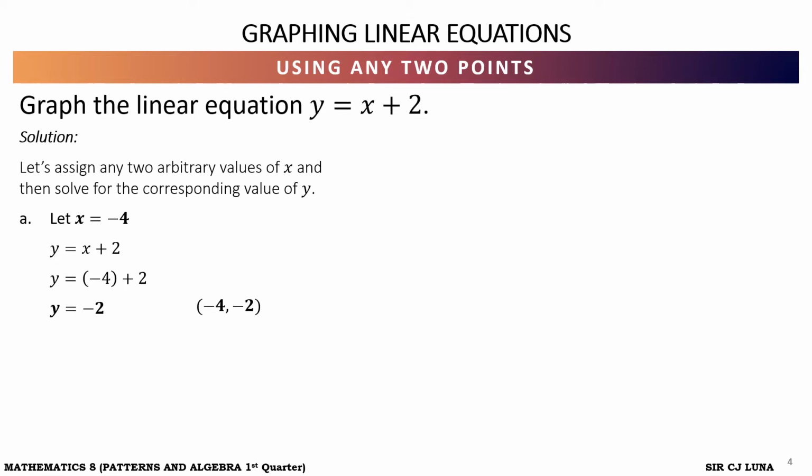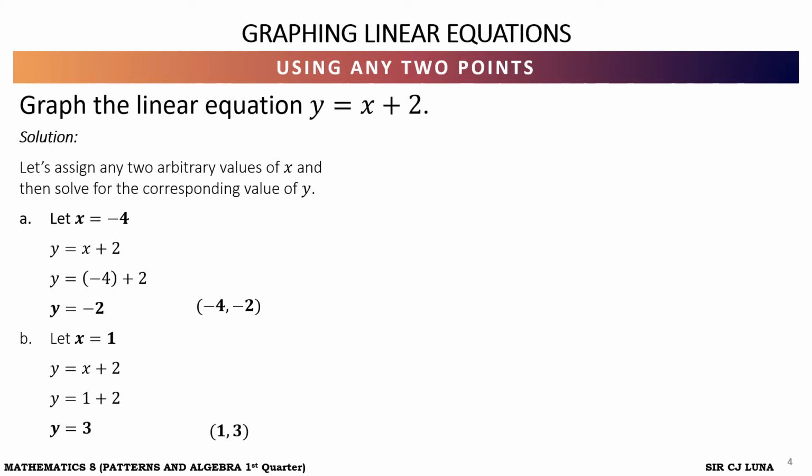Now, let's find our second point. Let's say the value of our x is 1. So kung 1 ang x mo, ano kaya yung value ng y? So solve natin. So we have the equation, y equals x plus 2. So yung x dito, papalitan mo ng positive 1. So we now have y equals 1 plus 2, which is equal to 3. That means, if your x is 1, your y will be 3. So our point for the second one is 1, 3. So ngayon, meron tayong 2 points.